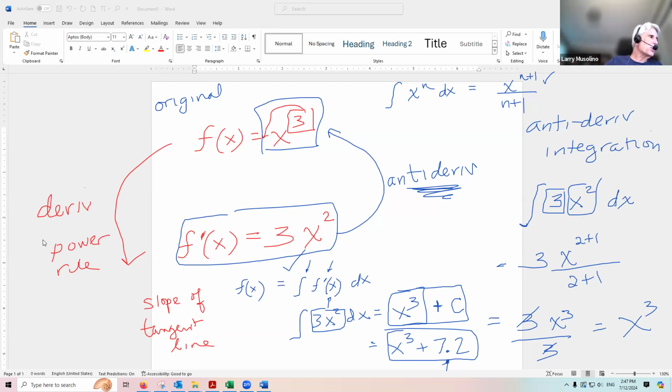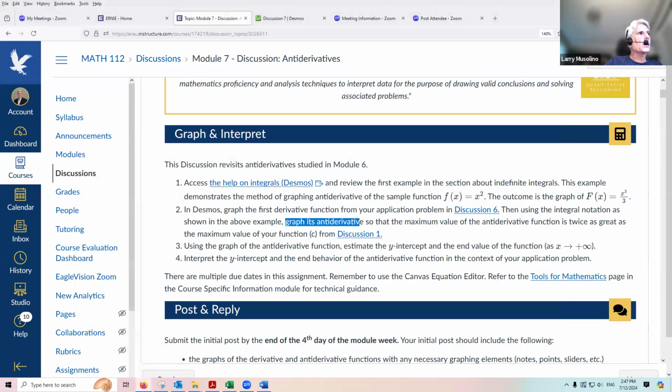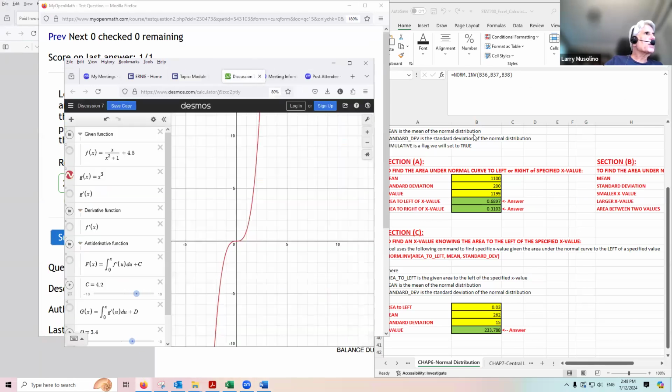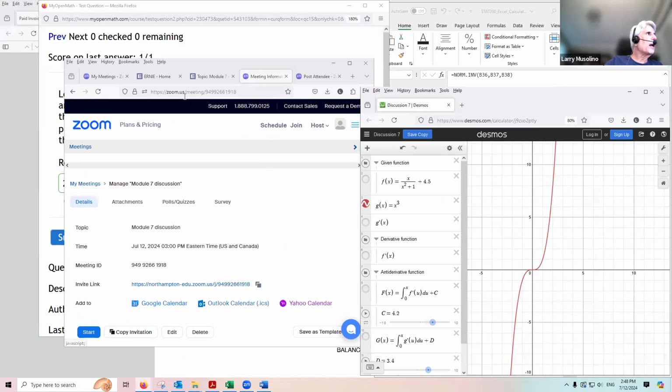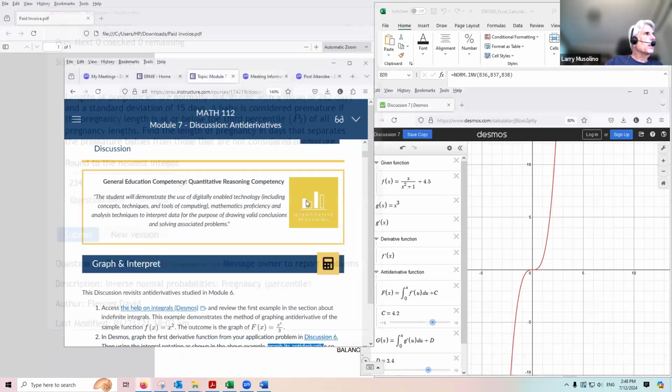Let me go back to the discussion board and let's read the instructions. And let me also get Desmos maybe side by side so we can, let me put this here. And let me get Desmos here side by side. All right, let's do that. Let me get this over here.